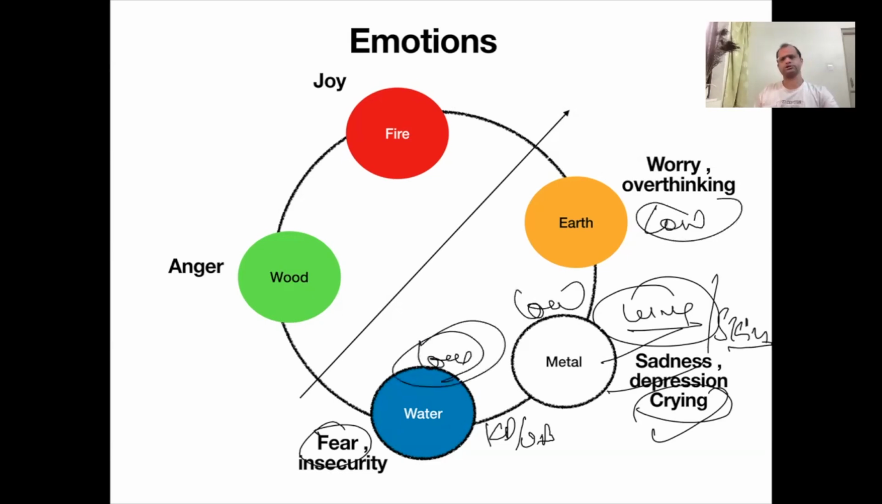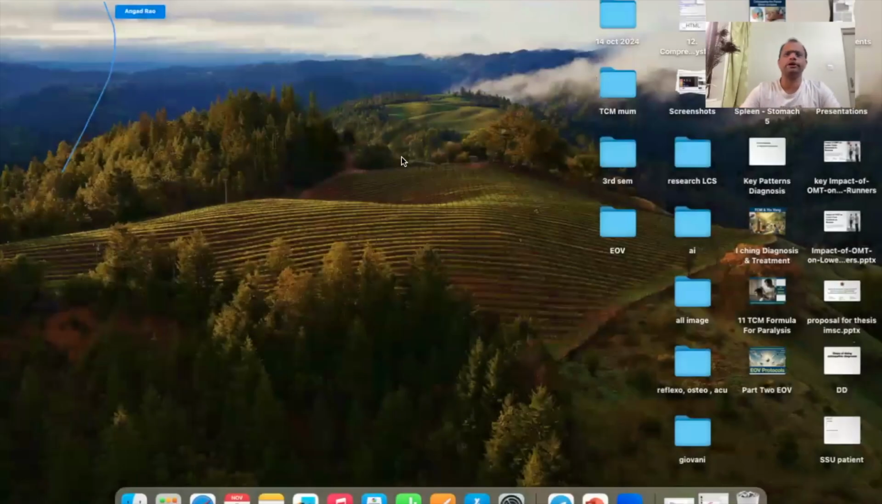Fear is also low energy. That's why we are telling, go to the higher energy. So what do you do now? If you do something and increase the energy here, then depression will go away.